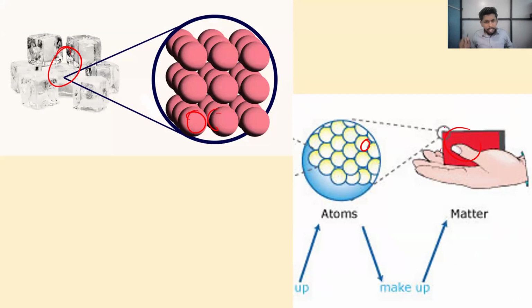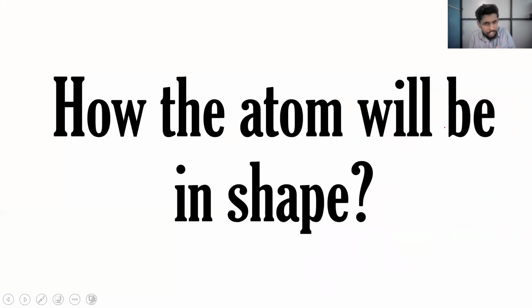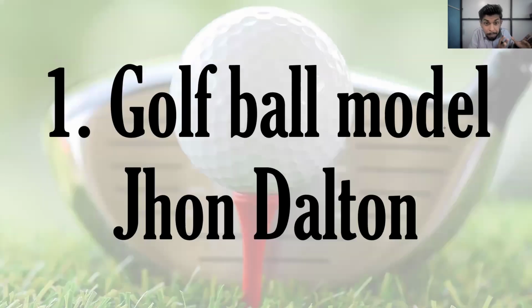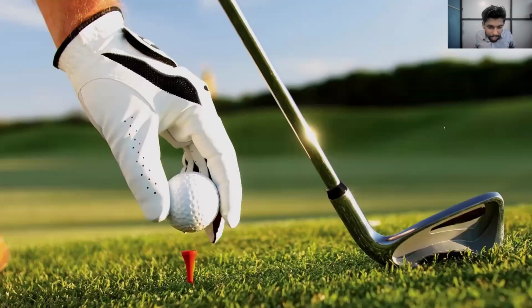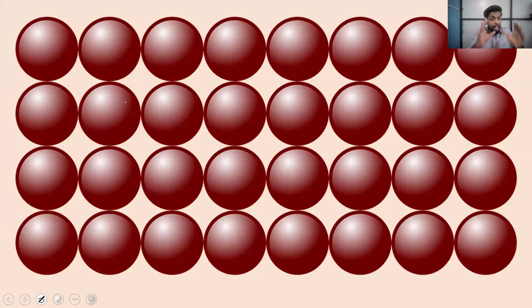Now, what shape are the atoms? In previous pictures, I showed you that the atoms are in spherical shape, right? The first idea was explained by John Dalton, that you may have studied in grade 9. John Dalton said that atoms are in golf ball shape, spherical shape. You know the golf ball, spherical structure, right? Same like that, atoms also will be as a golf ball model, said by John Dalton.